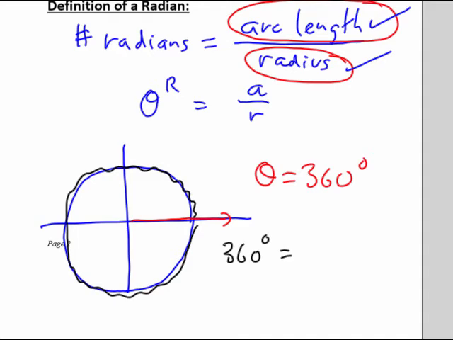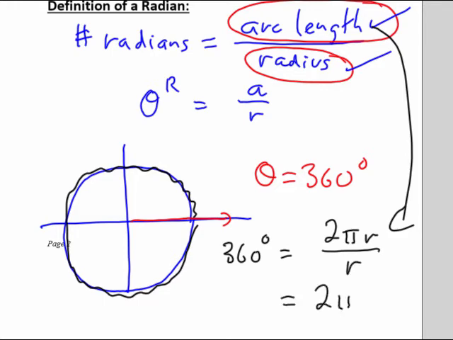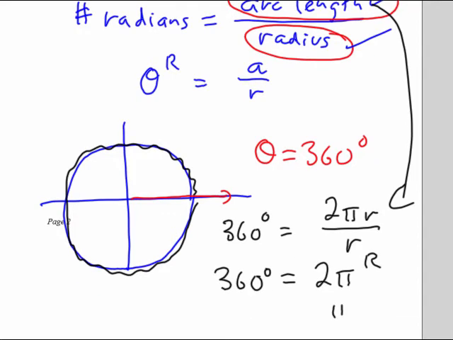Now the arc on this circle, you say, what's the length of that? Well, that would be the circumference of the circle. So that would be 2 pi r, since that's the circumference formula for a circle, divided by the radius r, which leaves us with 2 pi radians is 360 degrees. If I divide by 2, I could say that pi radians is 180 degrees.